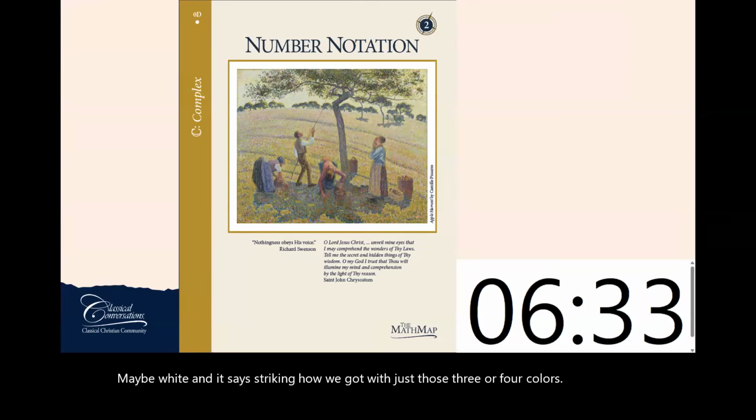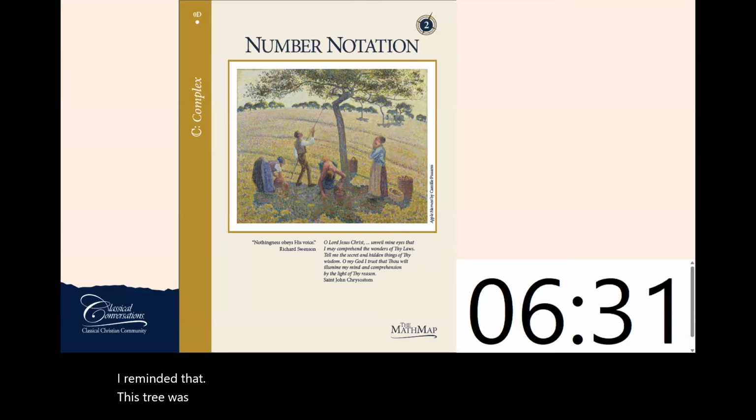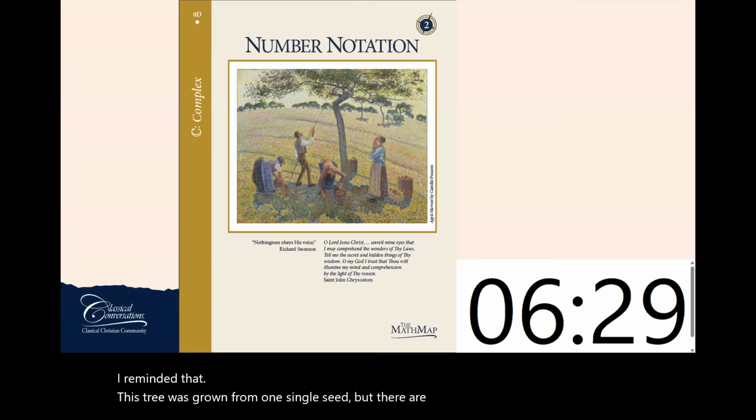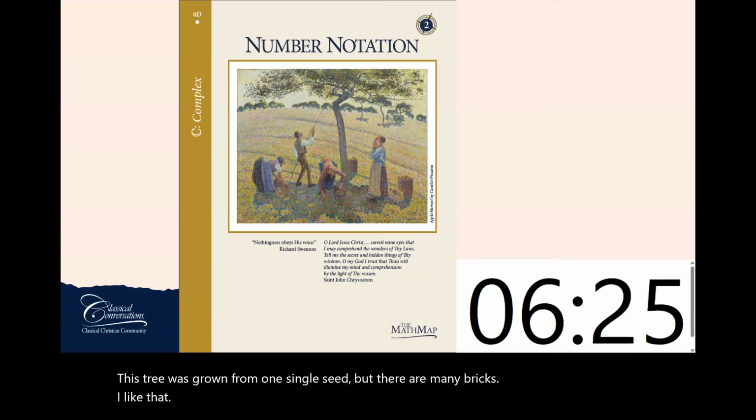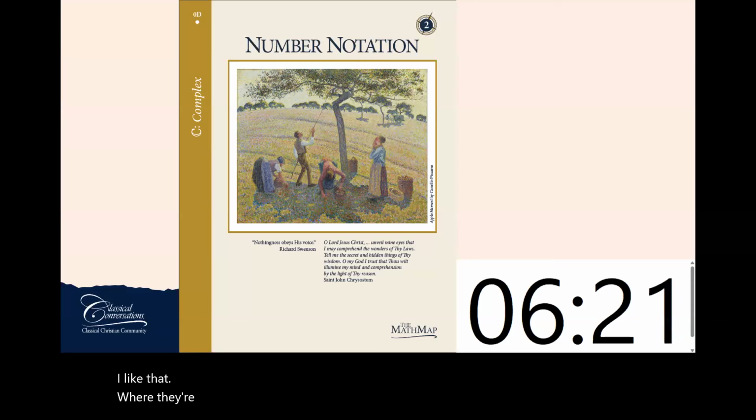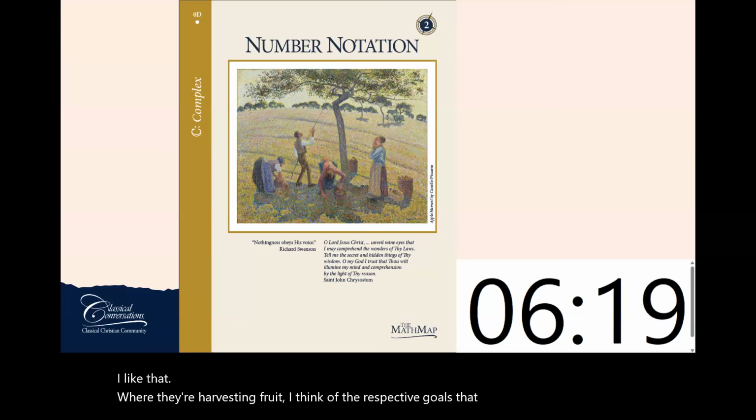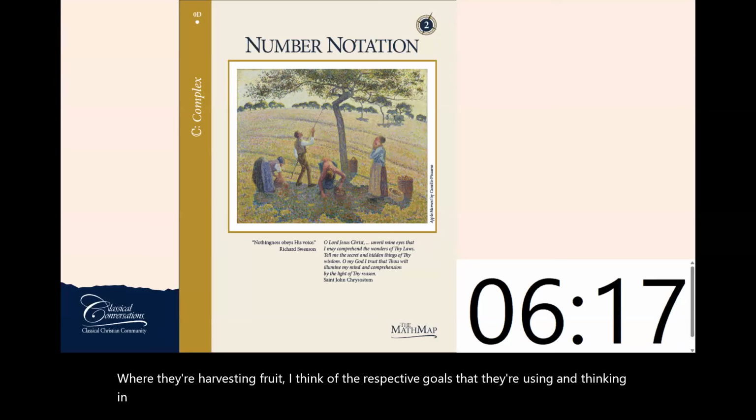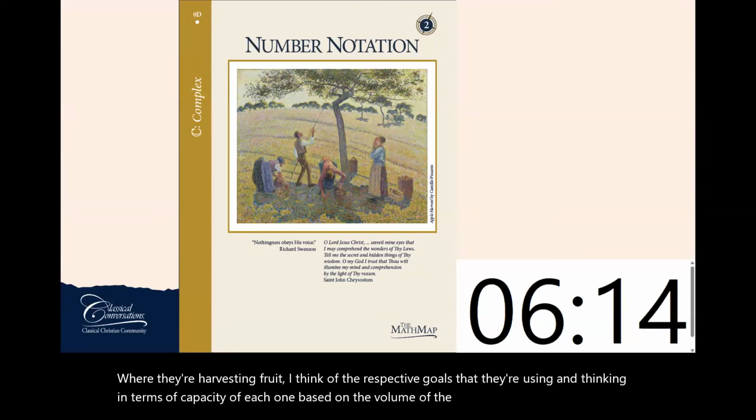I'm reminded that this tree was grown from one single seed, but there are many fruits that have come from it. So kind of piggybacking off of the comment where they're harvesting fruit, I think of the receptacles that they're using and thinking in terms of capacity of each one based on the volume that they hold. Great. And they're working together.